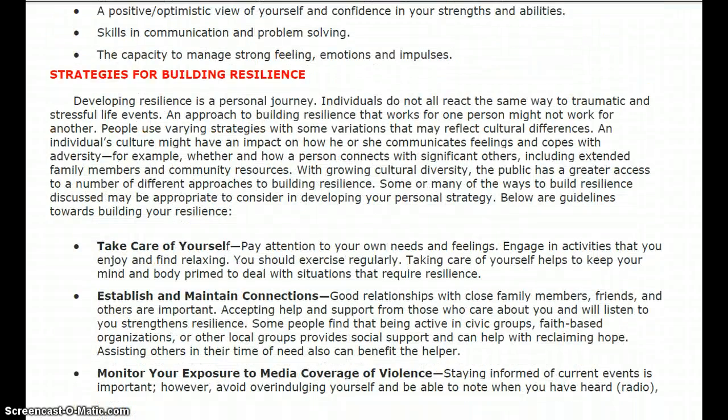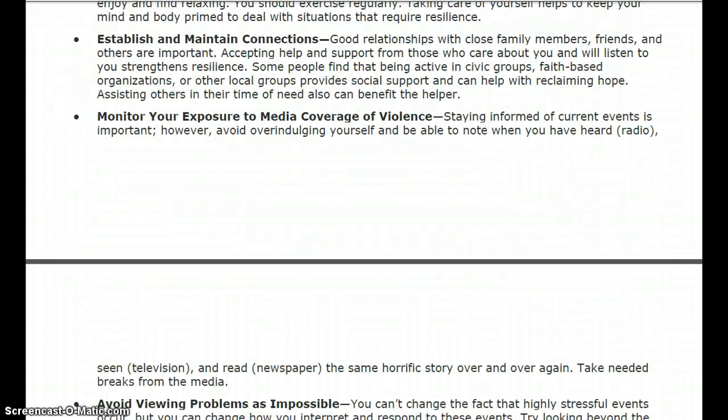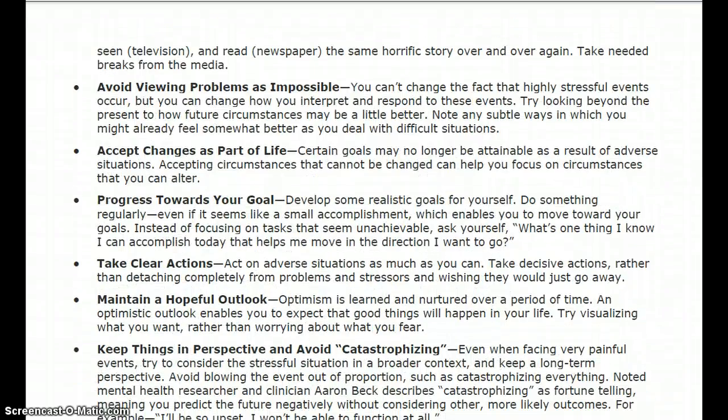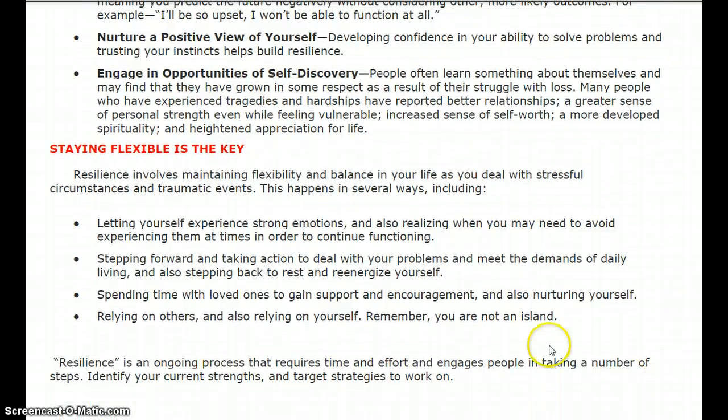You will pay particular attention in this section, strategies, to the bulleted items. So all the items with the bullets listed, these are strategies. There are 11 of them. So let me pull up the others. You'll read through these strategies, and then the third key point of resiliency is staying flexible. Staying flexible is the key, and you'll read about that. This article has a conclusion at the end, so it does follow a 5-paragraph exemplification structure.